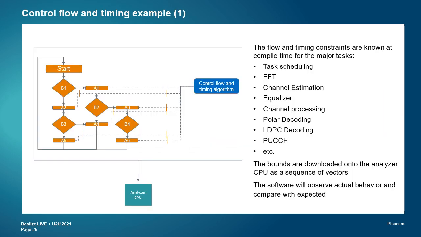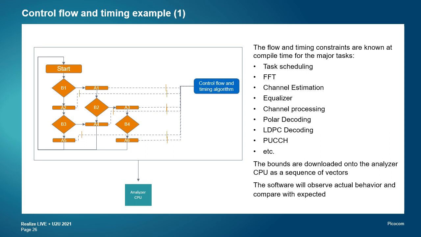Peter showed very early on that there are strict timing constraints within 5G and indeed many other wireless systems. So these timing constraints are known at compile time. More than that, the tasks that need to be done are also known at compile time. So both those two things can be given to analytics software to say that when this happens, then these are the sequence of things that should take place within this time window.